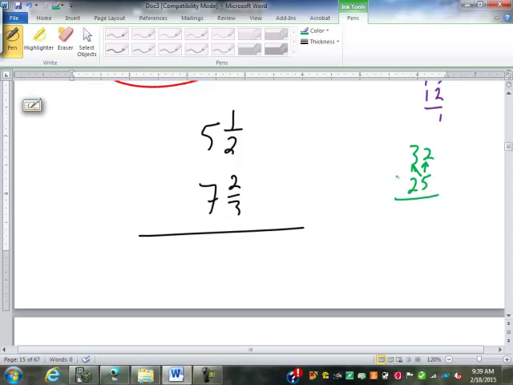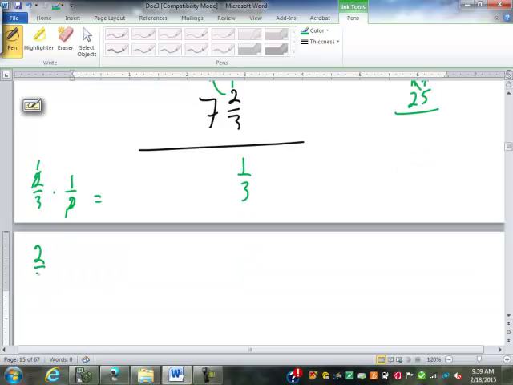Same thing happens here. You have to do the 2/3 times 1/2. Now the 2's cross cancel to give you 1s. That ends up being 1/3. But you also have to do the 2/3 times the 5. Well, 2/3 times 5 is, we have to make the 5 a 5 over 1. 2 times 5 is 10 over 3, so that is 3 and 1/3.